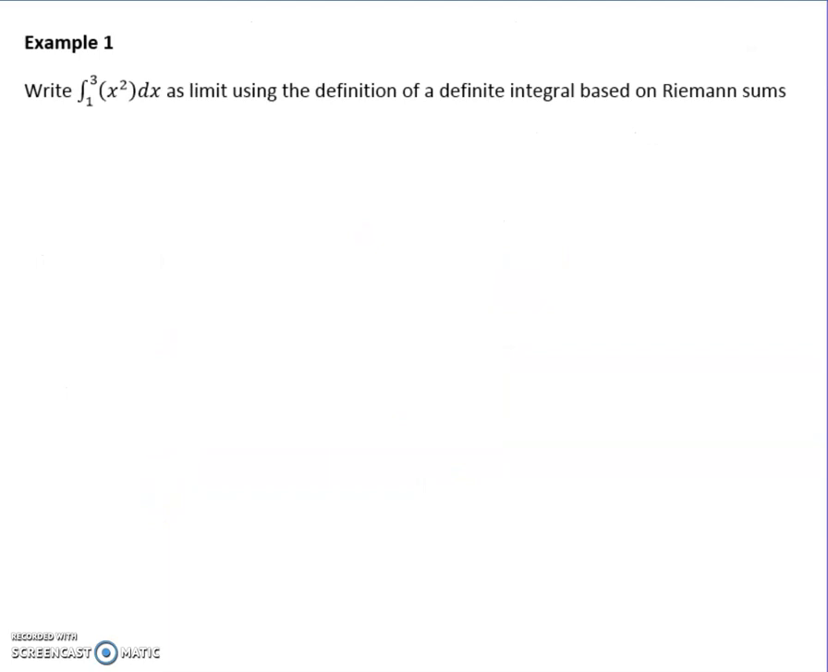Okay, so let's actually try one. So in this first example, we've got our integral here, which remember is the sum of all of our values or our total area from 1 to 3 under this curve. So using our limit definition, well, first of all, we're going to let the number of rectangles, n, get infinitely large. And so we want the sum of all of our rectangles from i equals 1 to n of our function.